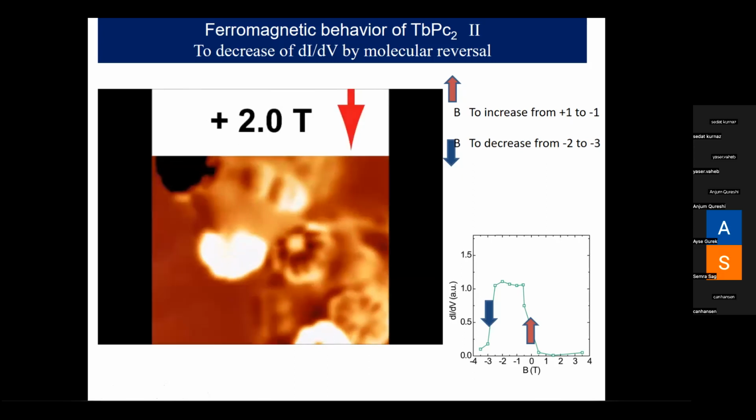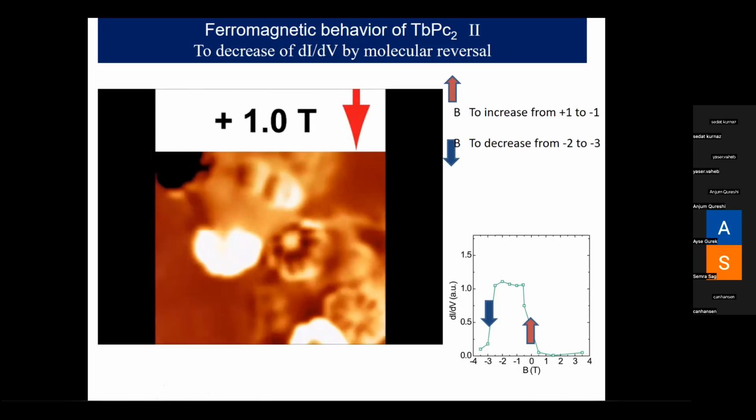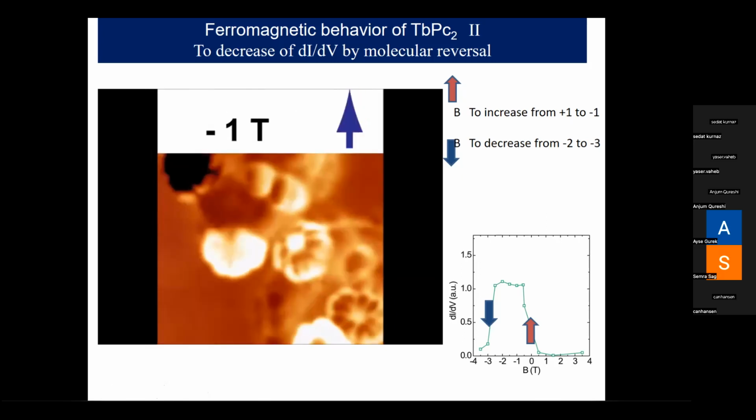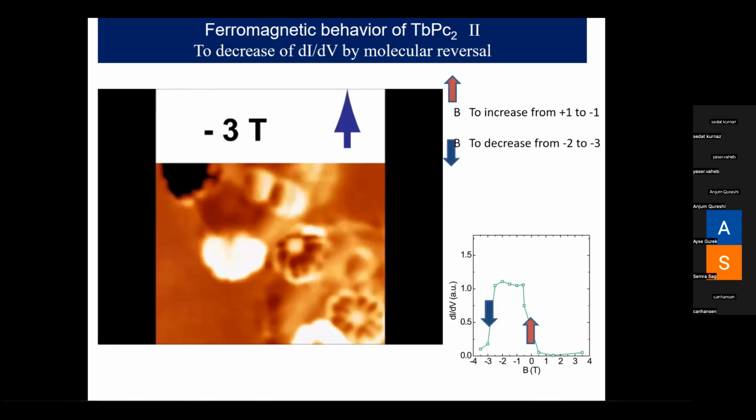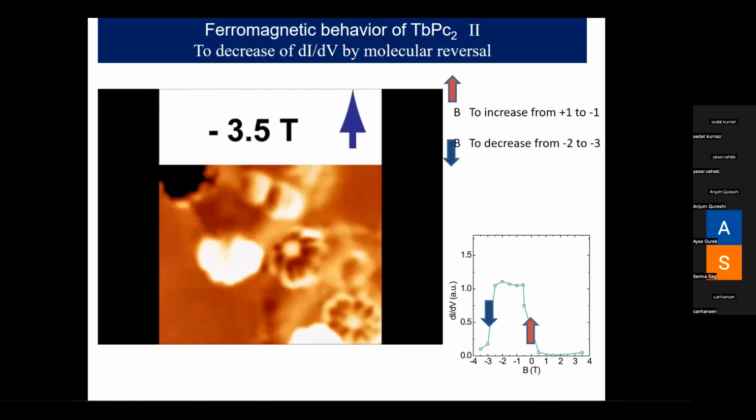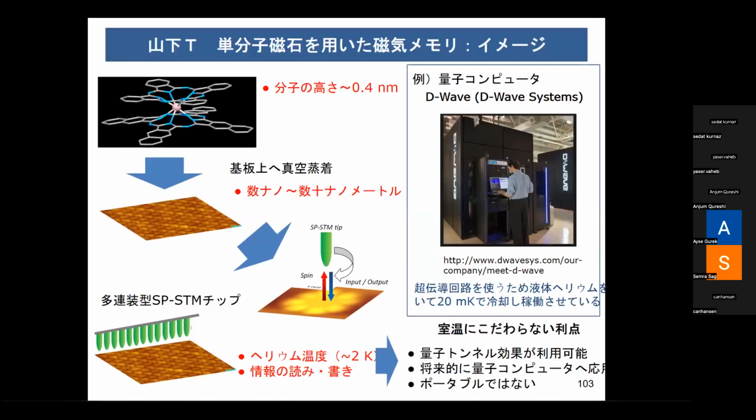So now spin down, dark color. Now 0, 0. Color change, spin up, 1. Now 0. So we realize a single memory device by using the single magnet. So then, unfortunately, this is Japanese. By making the monolayer, we use a multi-spin system and we seek this information.